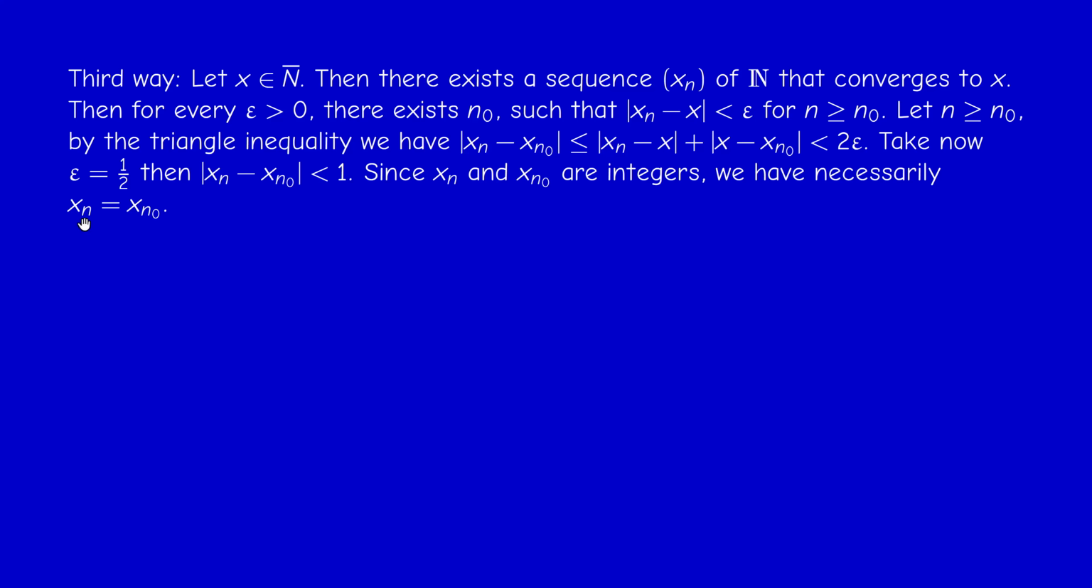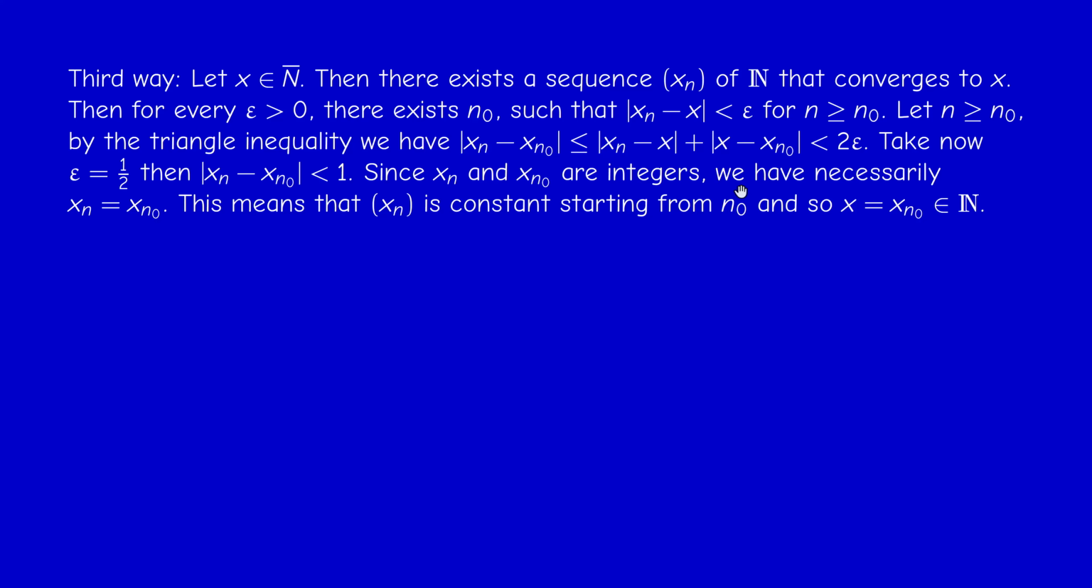Okay, so what did we prove? We proved something remarkable, that a convergent sequence of integers is constant from a certain rank. So from a certain rank n0, all xn are equal to xn0. So the sequence is constant, and therefore the limit is this constant. So x, which is the limit, is equal to xn0. But this is an integer, so x is an integer. So I took an element x in the closure of the integers and proved that it is in the integers.